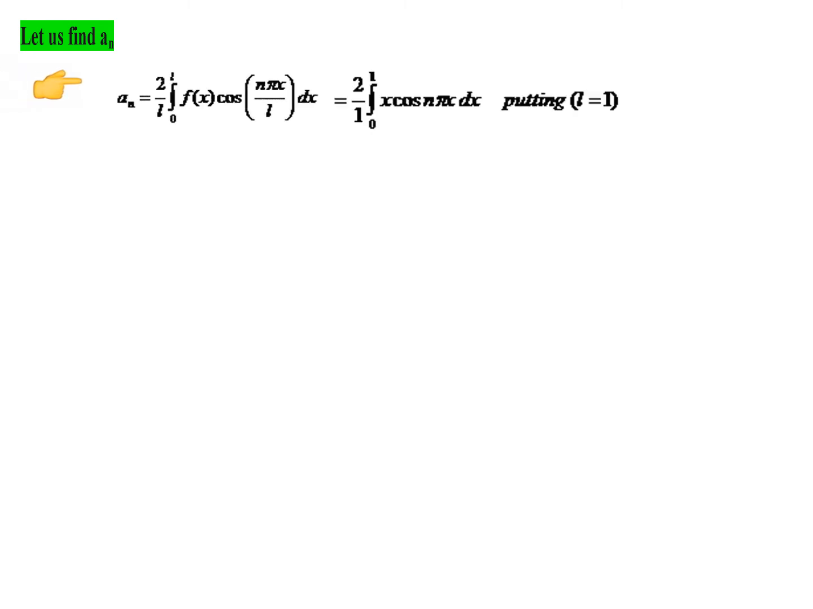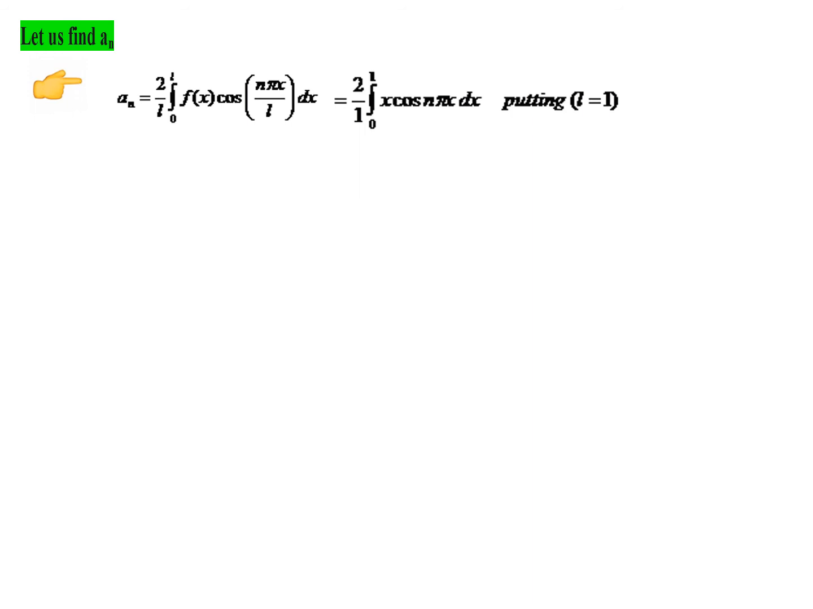Next, we'll move on to finding the value of an. This is the formula for an. And as usual, substitute the value of f of x as x, because what is f of x? Mod x, but it is going to be plus x in the positive range. And we are putting L equal to 1. And look at this term, how we are going to integrate this.